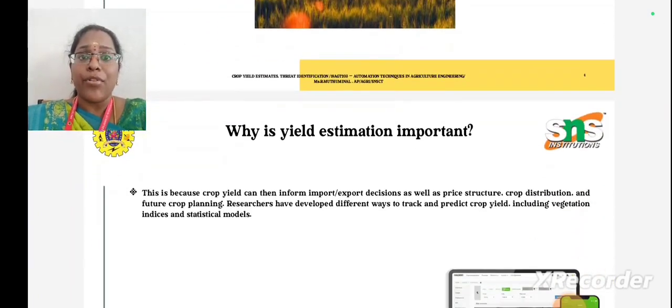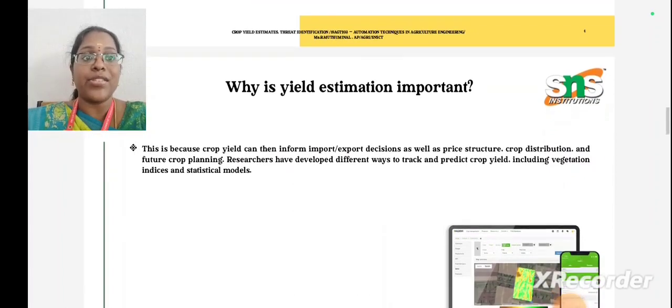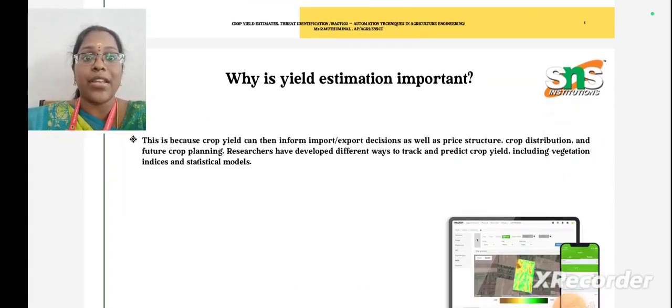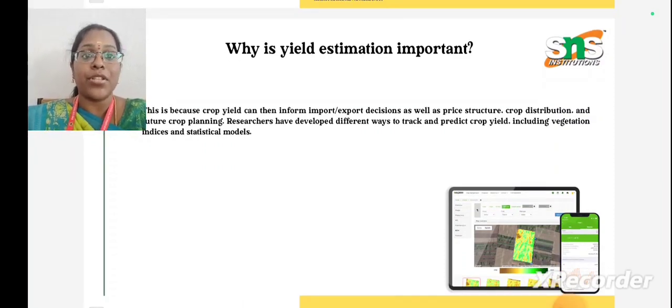Before that, we have to know why yield estimation is important, because the crop yield plays a major role in import and export decisions as well as price structures. It also plays a major role in crop distribution and in future crop planning. Researchers have developed different ways to track and predict the crop yield, including vegetation indices and also statistical models. This is an example of a vegetation statistical model I have given as a picture. So this is how the IoT can be used in crop yield estimation.